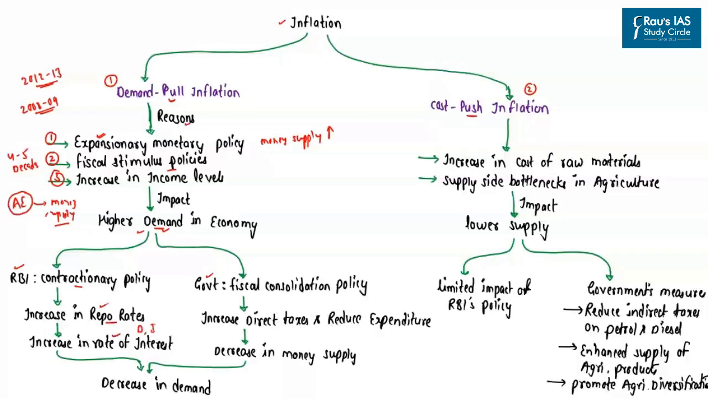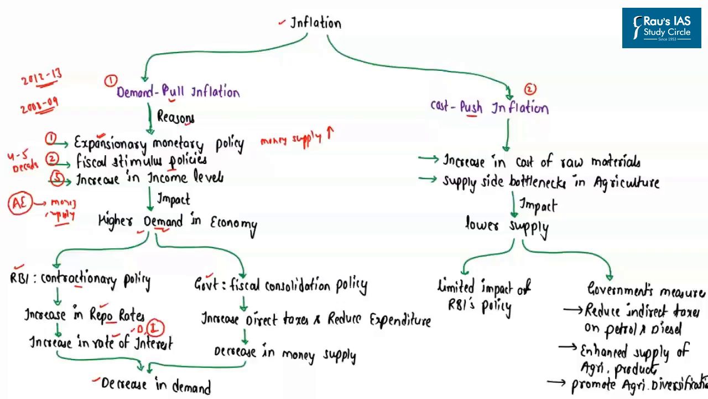As the rate of interest on deposits increases, more people would be inclined to deposit their money with the banks. Similarly, as the rate of interest on loans increases, fewer people will take loans. Accordingly, RBI's contractionary monetary policy can lead to a decrease in demand.